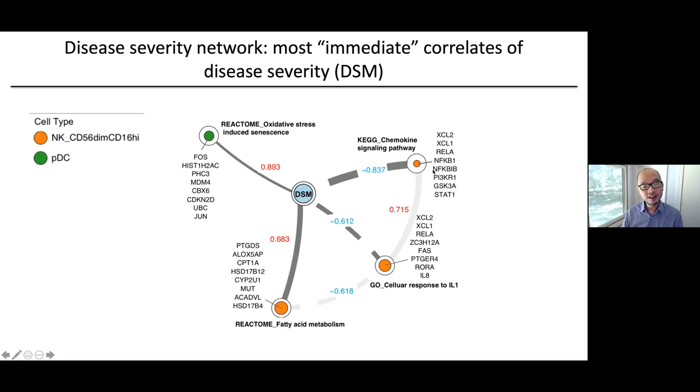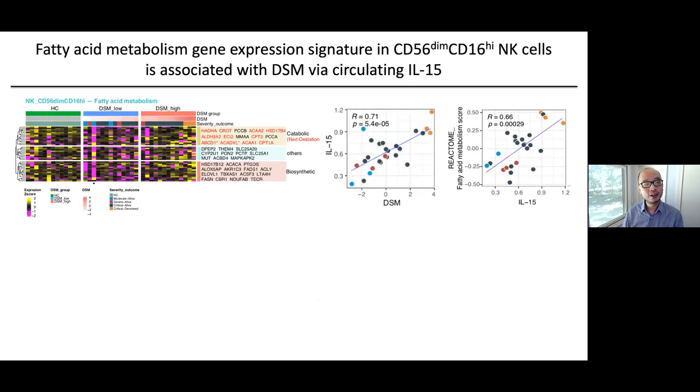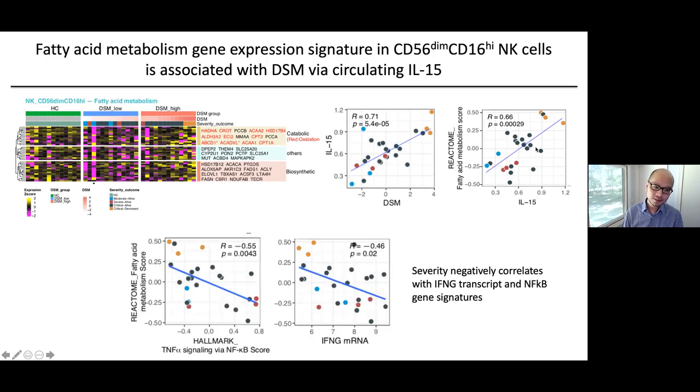The other aspect that's intriguing is the fatty acid metabolism genes. They tend to be up in the more severe patients, while inflammation tends to be down. These two categories reflect inflammation, as I mentioned. When we look further, it looks like the status of the NK cells is potentially driven by IL-15. There's a very strong correlation between IL-15 and disease severity, and IL-15 is also associated with this fatty acid metabolism score in these NK cells.